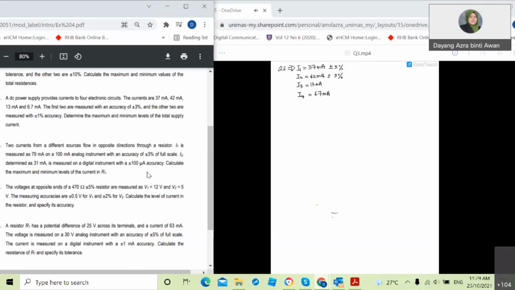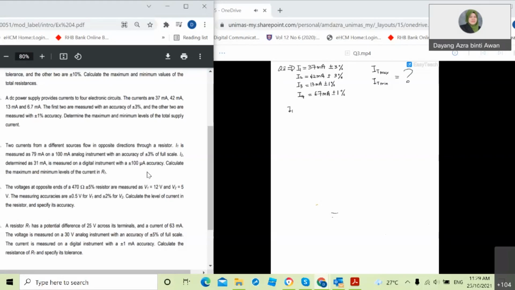and the other two are measured with 1% accuracy. Determine the I total maximum and I total minimum of the total supply current. This is what you need to find. First, you change these values into real values.